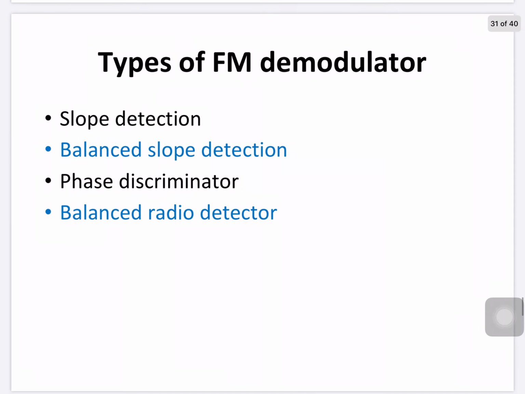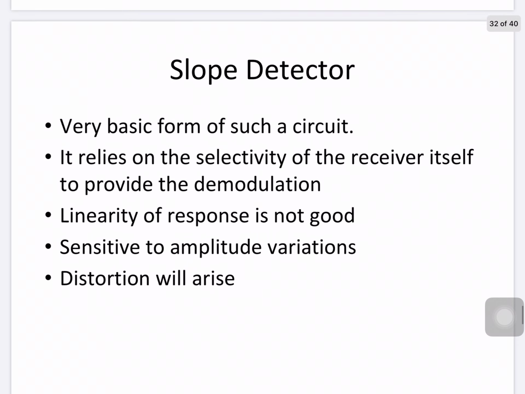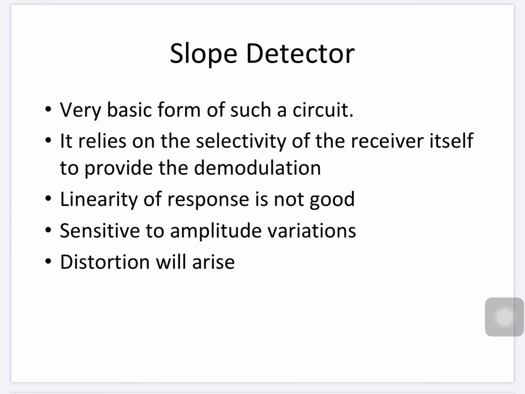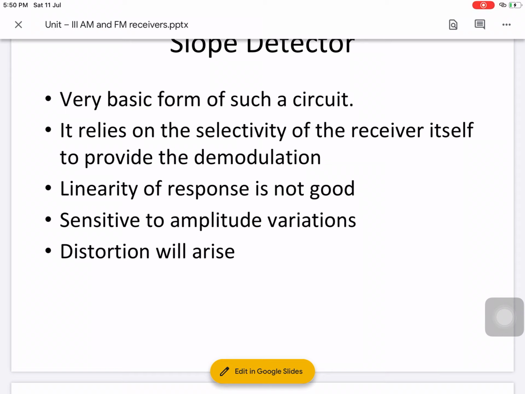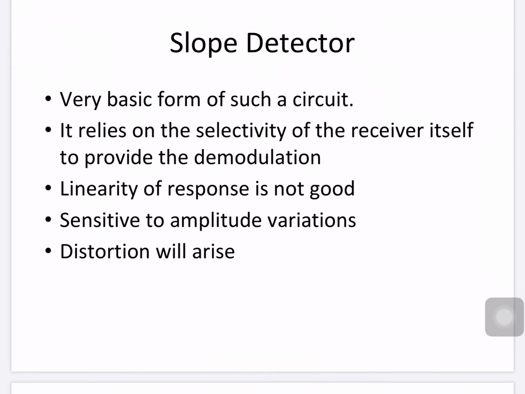Now what are the types of frequency demodulator? Slope detection, balanced slope detection, phase discriminator, balanced ratio detector. Now actually what is a slope detector? This is the first type of FM detection technique. It is a very basic form of circuit. It relies on the selectivity of the receiver itself to provide the demodulation. The drawbacks of the slope detector are as follows. Linearity of response is not good in the slope detector.